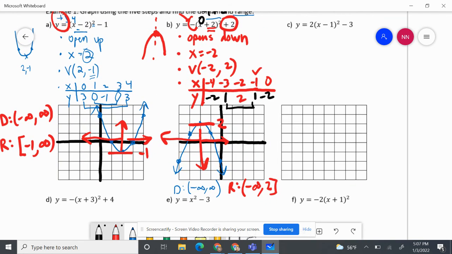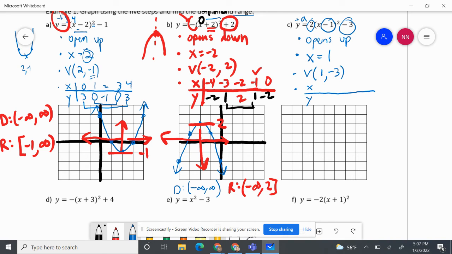For our third example, we first have to decide if it opens up or down. We see that our a value is positive, so that means that it opens up. Our axis of symmetry, x is equal to 1 because it's always the opposite. Our vertex, remember, is always the axis of symmetry, and it's our k value. And now we come to the table of values.